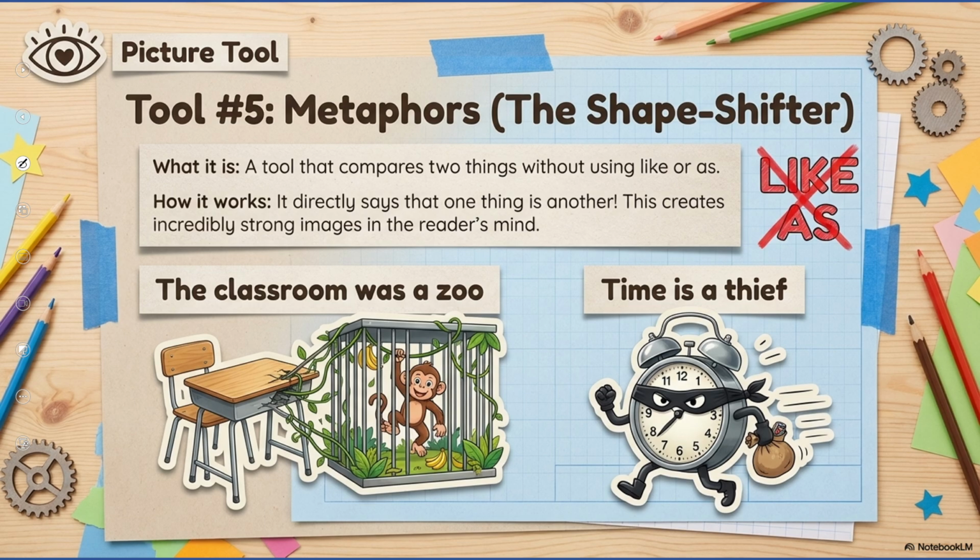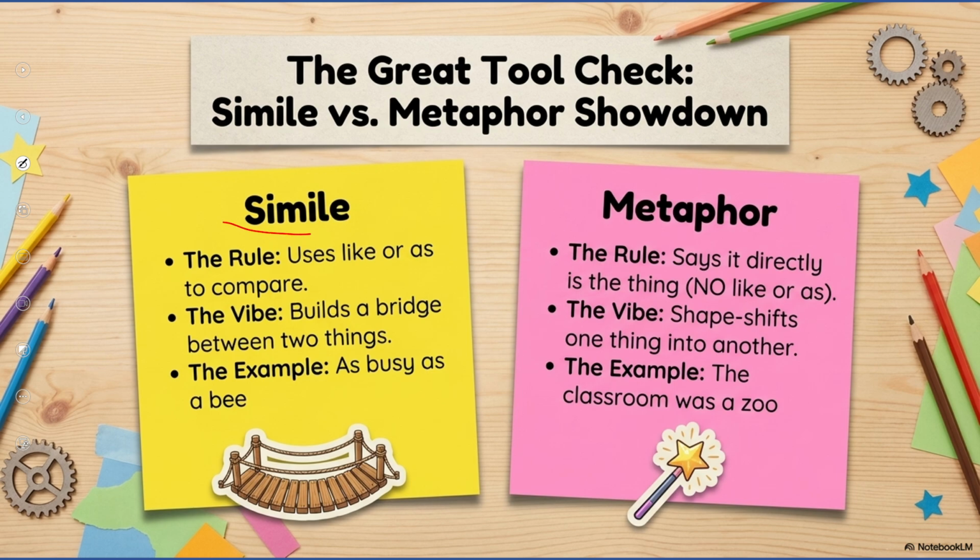And the next one is metaphor. We use a metaphor when we again compare two things, but in this case, we do not add like or as. For example, time is a thief. We are comparing time and calling it a thief. The classroom was a zoo. We are referring to the classroom as a zoo, but there is neither like nor as. So this is the main important thing. In a simile, we use as or like. In a metaphor, we compare two things without the use of like or as.